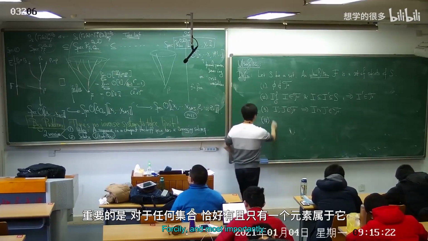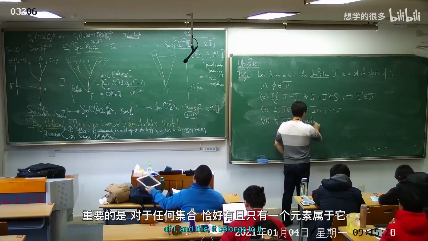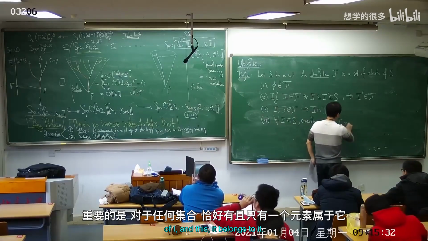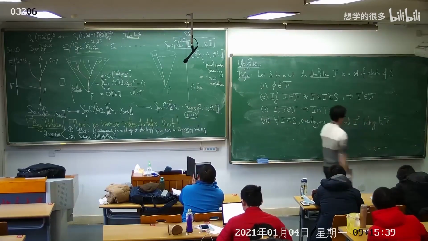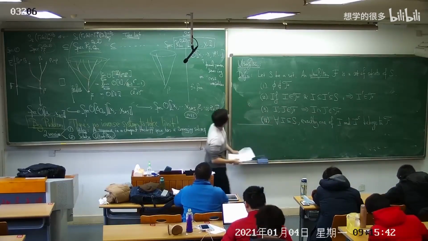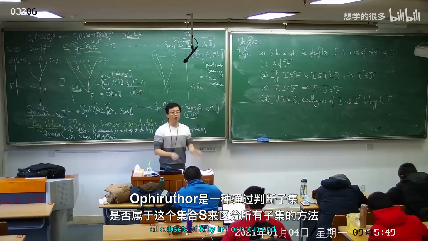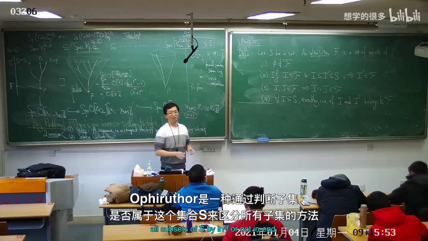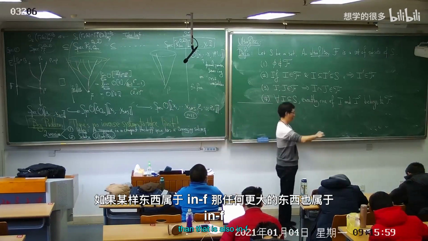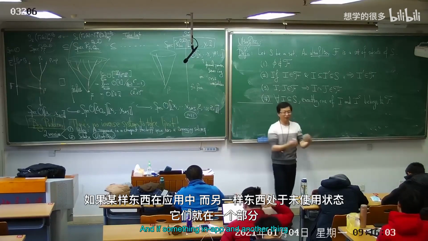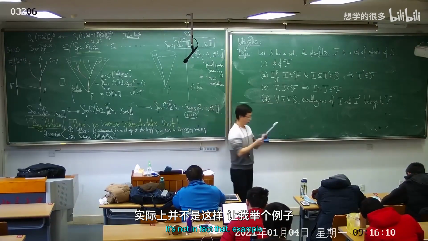Fourthly, and most importantly, for any subset I, exactly one of I and its complement belongs to F. So basically, an ultrafilter is a way to separate all subsets of S into in F or not in F. If something is in F, then anything larger than that is also in F. And if something is in F and another thing is in F, the intersection is also in F. Take a moment to reflect on this.